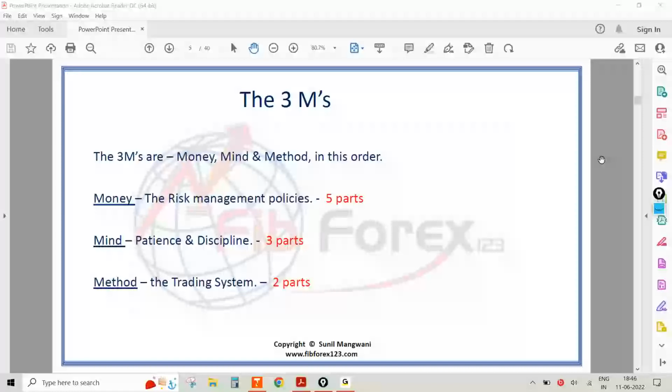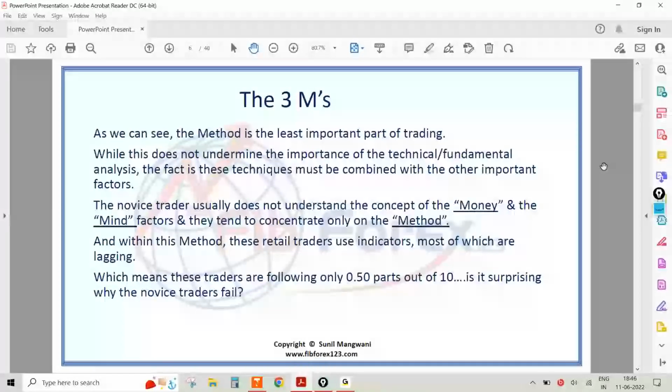And the method that we all talk about, we go to the charts, we look at indicators, we look at trading systems, takes up only 2 parts out of 10. So if you look at it, your method is the least important part of your trading. Now, this does not undermine the importance of technical analysis, fundamental analysis. The fact is that your techniques, your systems, your method must be combined with the money and the mind.